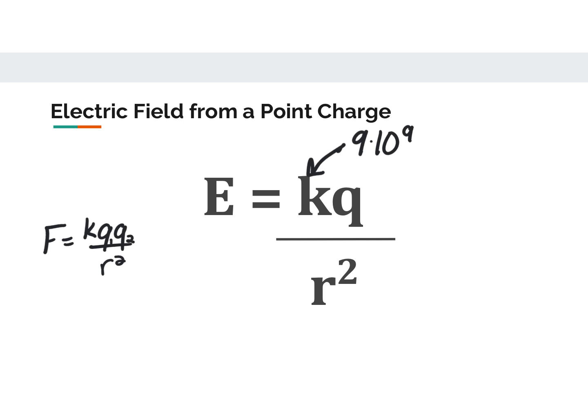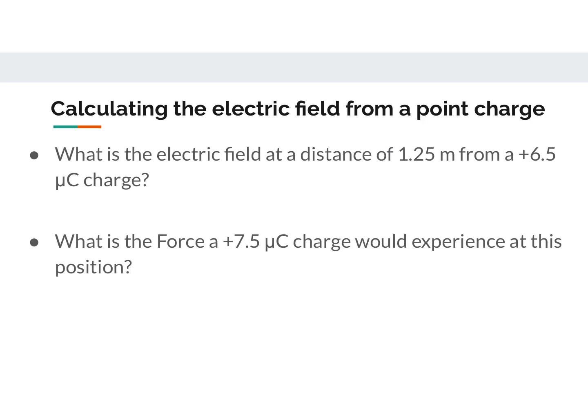For finding a force, we need a charge that's creating a field and a charge that's experiencing a field. For an electric field, we just have something creating it. You could have an electric field and theoretically not have a force if there's not a second charge there to interact. So our last example, we're going to find an electric field that's at a distance of 1.25 meters. Here's my R. From 6.5 microcoulombs. 6.5 times 10 to the negative 6 is my charge.